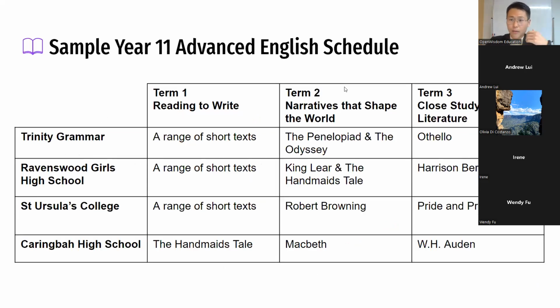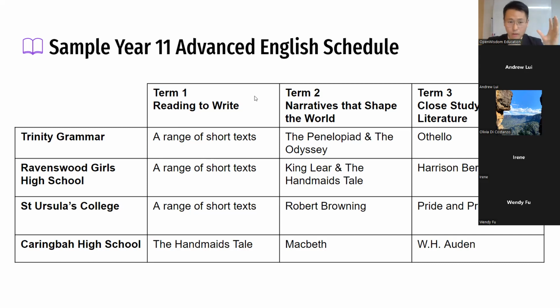So for example, if we look at English tuition at our center, every term we have a wide variety of texts. If we use an example, take 4 sample schools: Trinity, Ravenswood, St. Ursula's, and Caringbah. In a year 11 setting for advanced English, in term 1, the texts are quite similar across all schools. But after you finish term 1, the schools vary quite dramatically in terms of the text that they do.